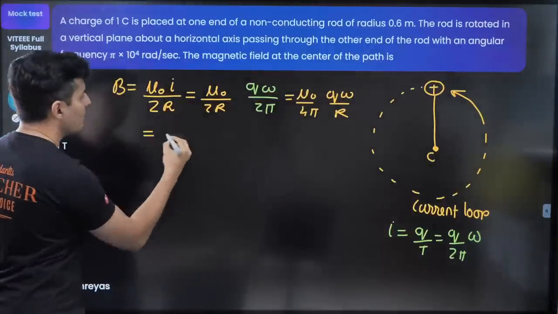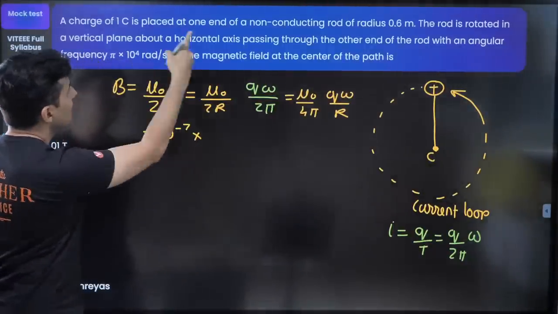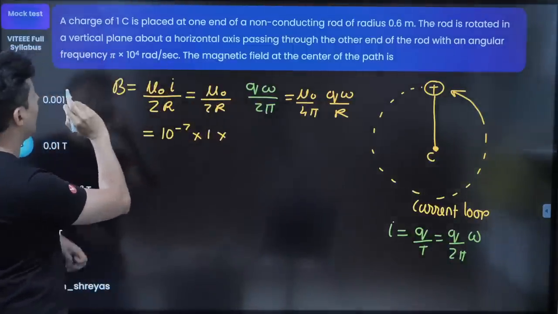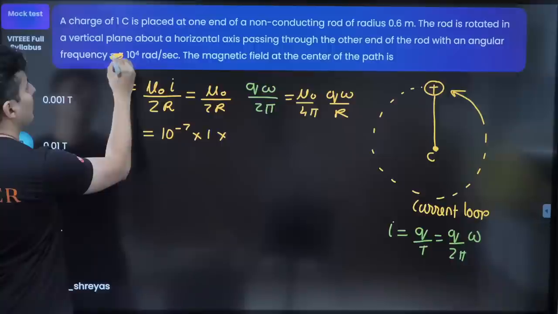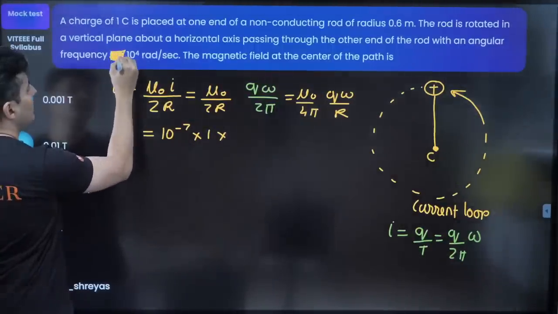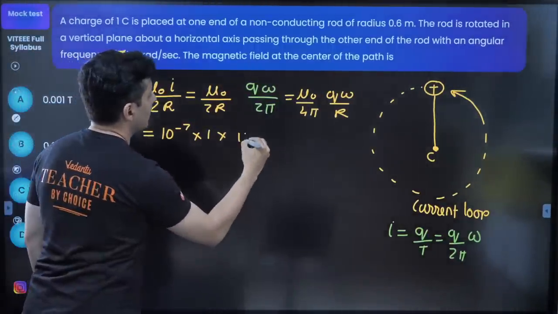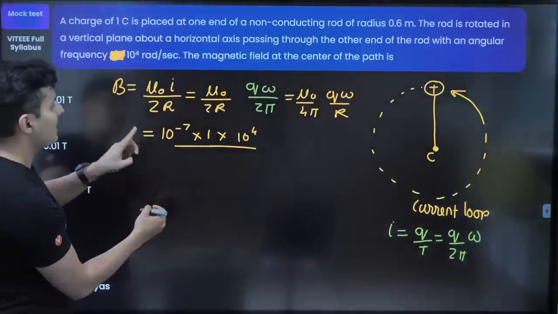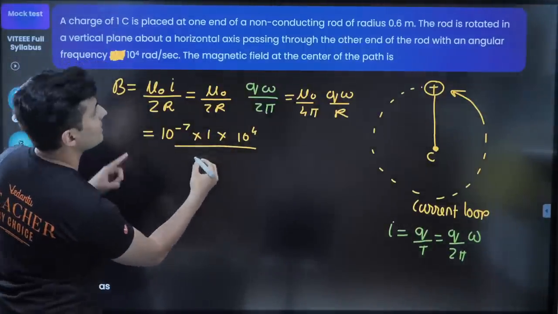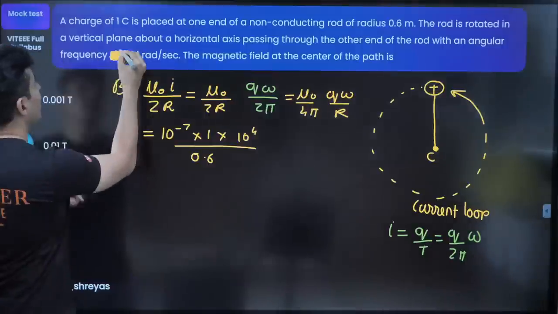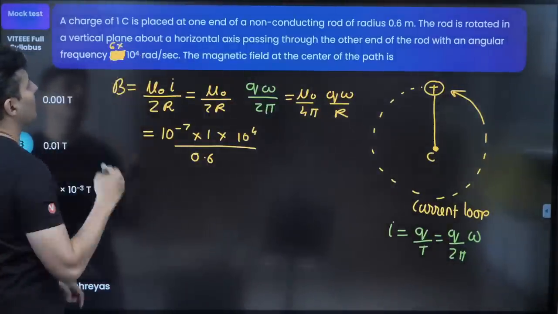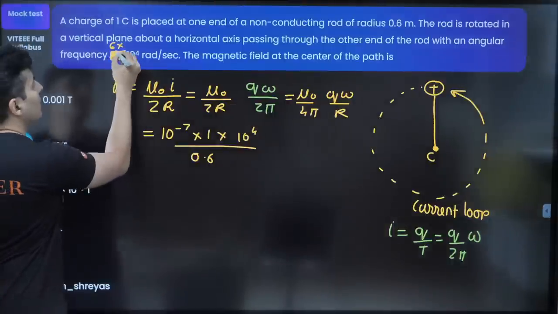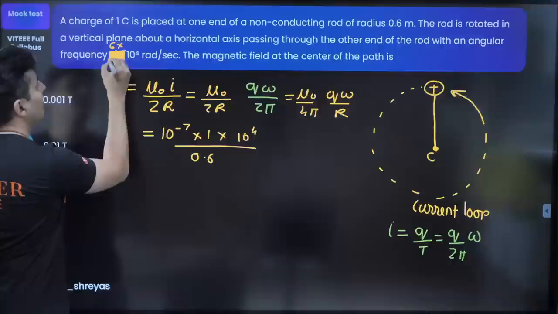Now substitute everything. Mu naught by 4 pi is 10 to the power minus 7. The charge value is nothing but 1 coulomb. The angular speed, I think this pi was not there, my warriors. This pi was not supposed to be there. I think it came by mistake. It is nothing but 10 to the power 4. And r value, okay, this r value was supposed to be 0.6. This over here was supposed to be 6 into 10 to the power 4. There is a printing mistake. I'm just correcting it right now over here.